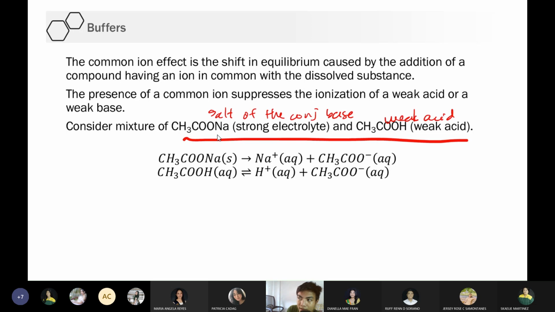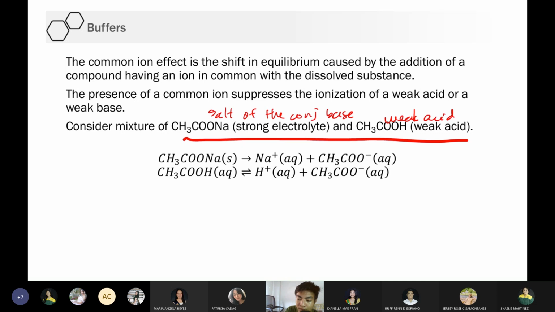So basically, parehas lang yan halos ng formula. Yung H, papalitan mo lang ng metal, usually sodium and potassium. Okay? So same lang sila ng formula, pero yung isang H, palitan mo ng sodium o kaya ng potassium. You now have your salt of the conjugate base. So pag pinagsama mo yung dalawang yan, they will together resist the changes in pH. No? Pipigilan nila yung gradual change sa pH ng solution.